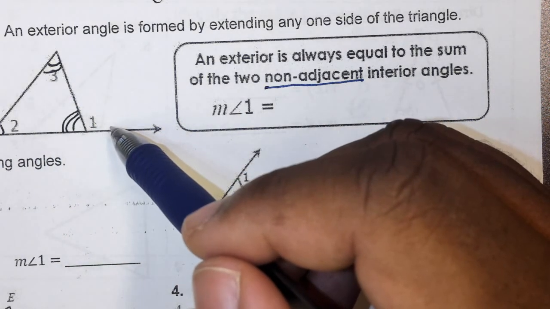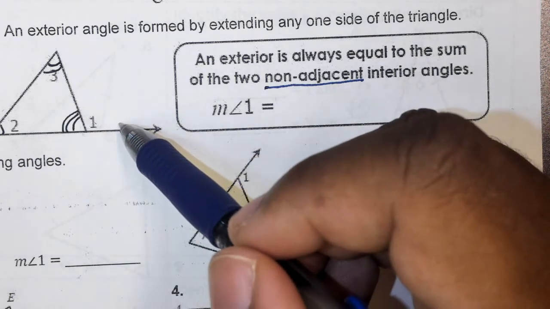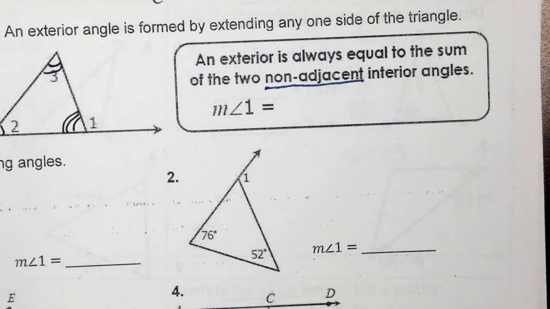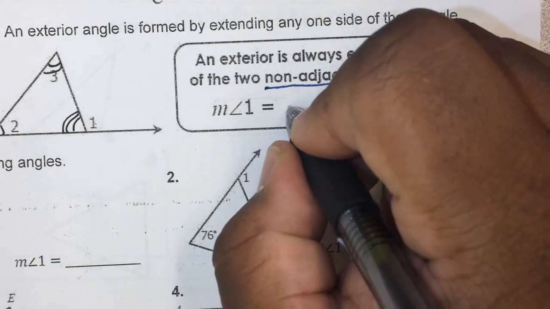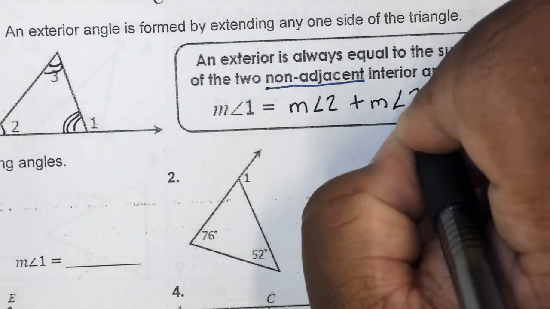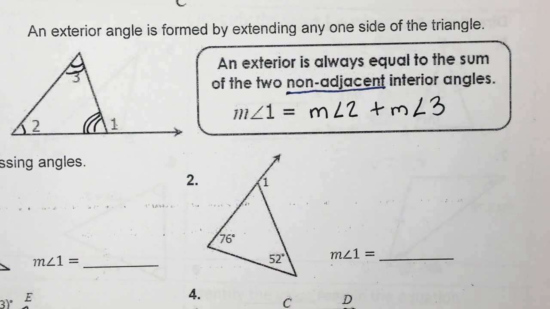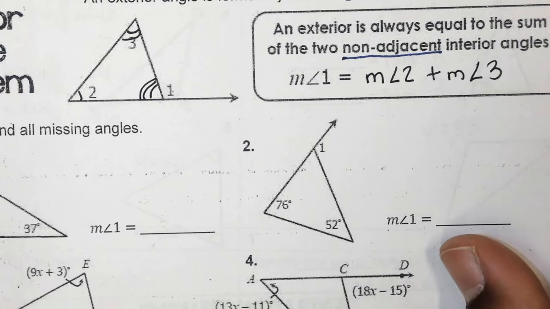They're saying the two non-adjacent angles on the interior are equal to the sum of whatever angle 1 is. So if I add these two angles on the inside together, I would get whatever angle 1 is on the outside. That's this theorem. So to write it down, it'll be measure of angle 1 is equal to measure of angle 2 plus the measure of angle 3. And I'm going to show you why that theorem is true later on. Let's go down and do some problems first.